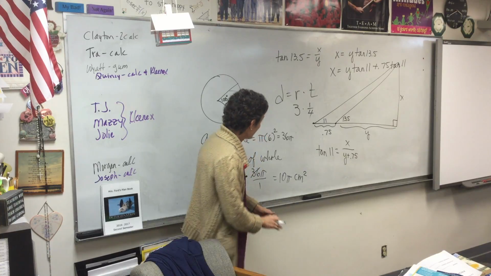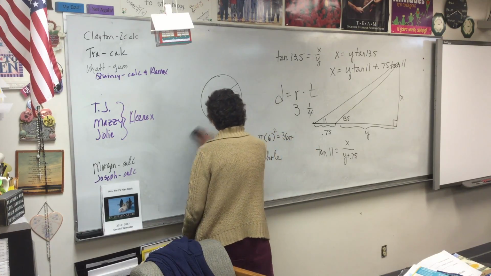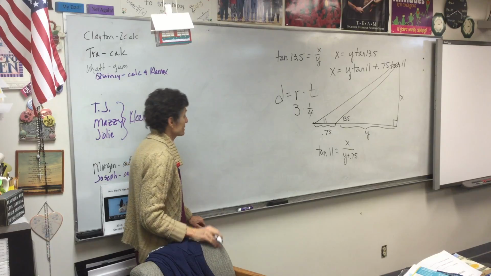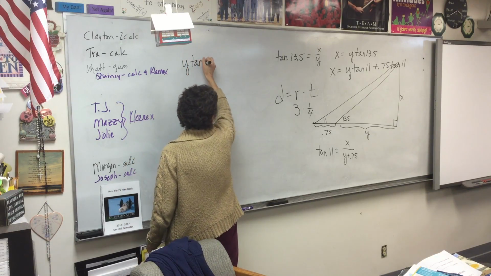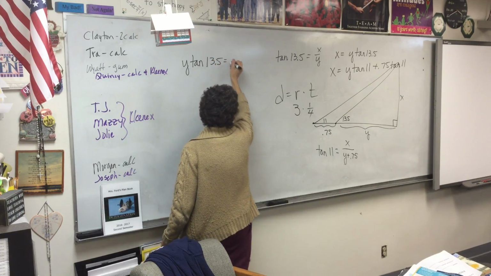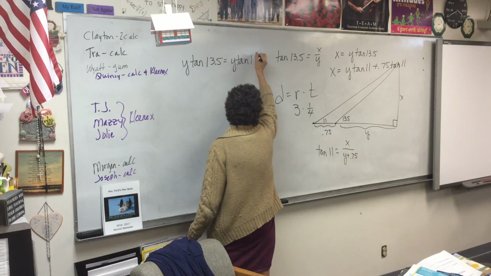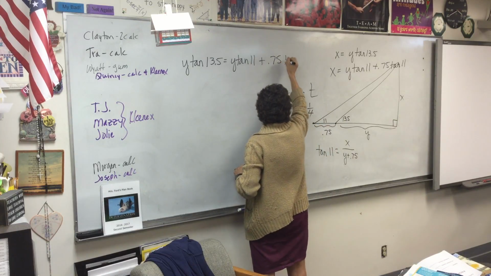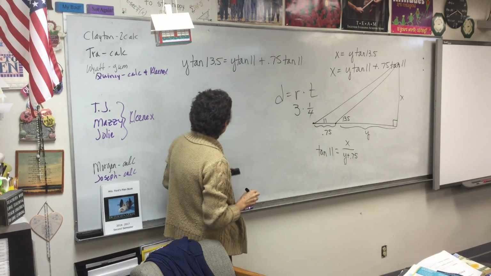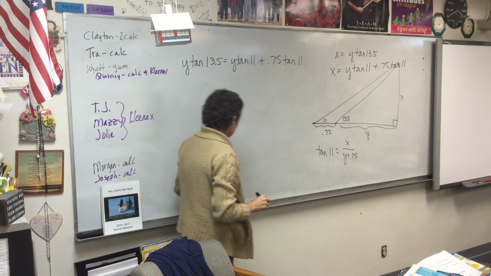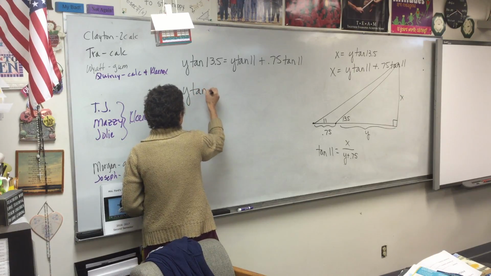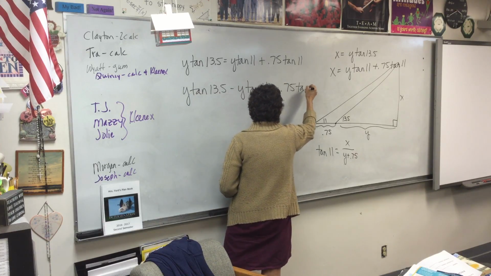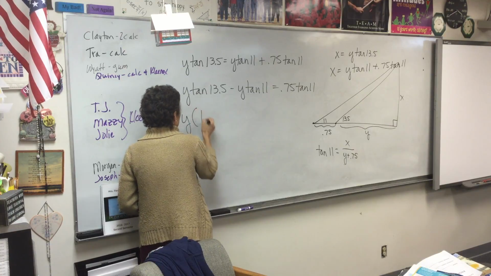Now, we have a system of equations, right? You can set them equal to each other. That's probably the best way to do it. So y tan 13.5 equals y tan 11 plus 0.75 tan 11. Now we're solving for y. So we've got to get the y's on the same side of the equation. We should do a little rearranging, get the y's together, so that now that they're together, we can factor them out.